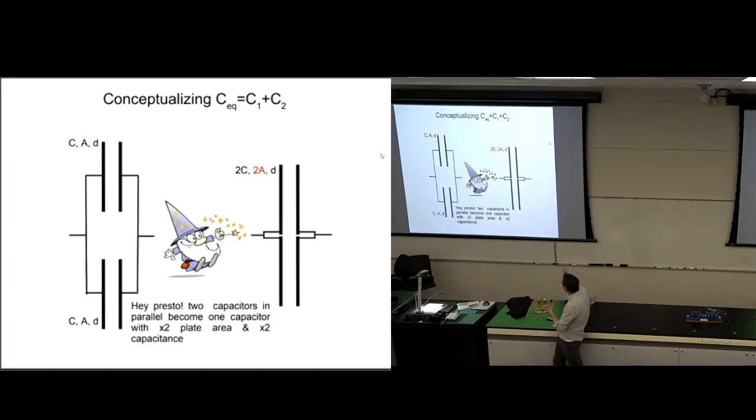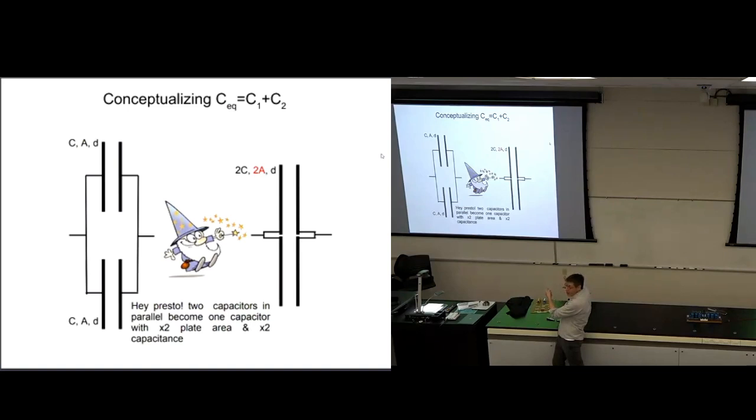Look, here's Merlin, and he's performing the magic trick of turning these two parallel plate capacitors into a single parallel plate capacitor by pushing the plates together. When he pushes these two plates together, this is a combination of two capacitors in parallel. And if you push the plates together, what do you make? You make one capacitor that has an area of the plates that's twice as big.